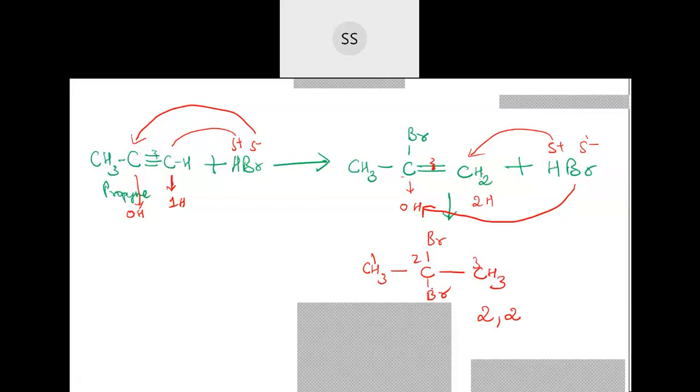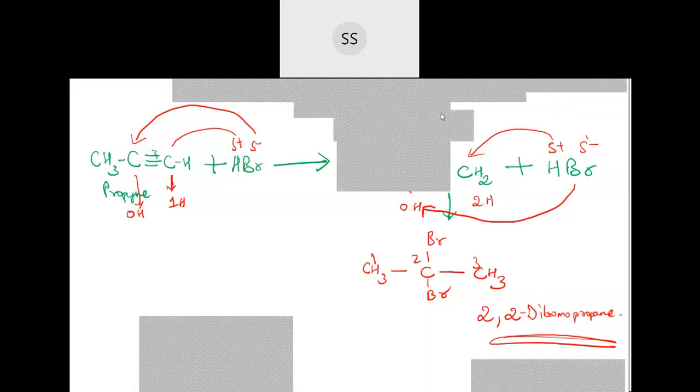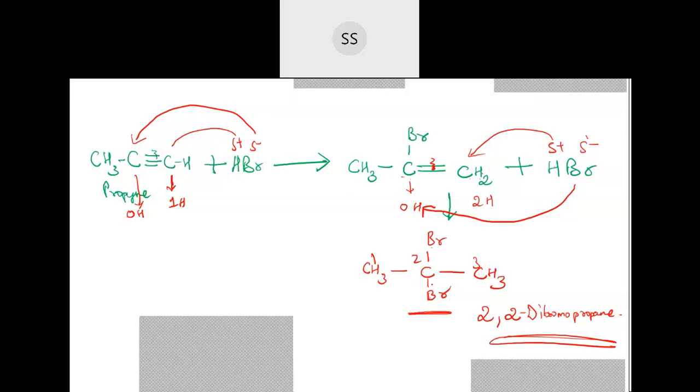In the second position, we are having 2 bromine. So 2,2-dibromo, then 3 carbon atoms, so propane. This is the product. Okay, understood? Even in this compound, if you see, we have got geminal dihalide itself. You can see 2 bromine atoms attached to the same carbon atom. So if you take alkynes and do HBr addition or any hydrogen halide addition, your product will be geminal dihalides.